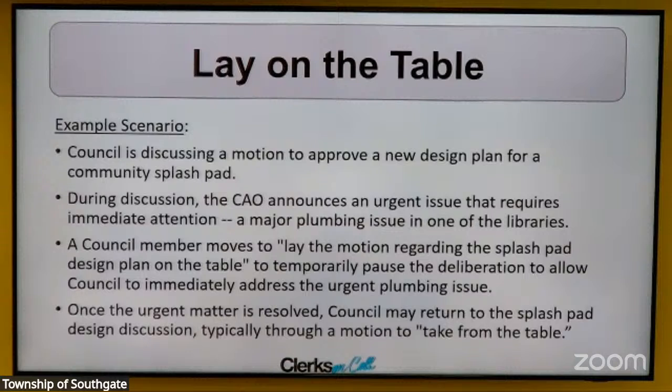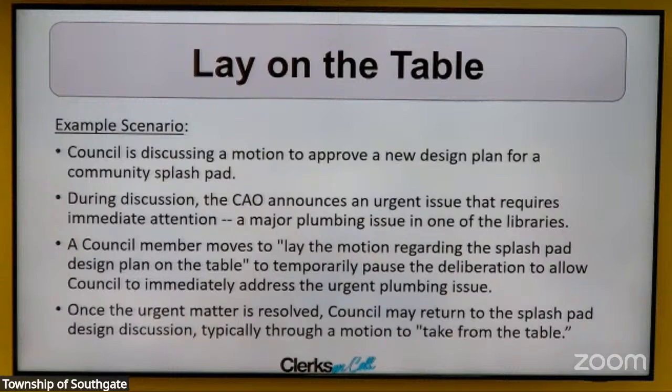But then you couldn't actually bring it back. Even if your presentation took 10 minutes, you're not going to bring that item back for 30 minutes. So there is a little bit of nuance to it. Lay on the table is intended for when there's something urgent or really important, not just because we'd like to defer because we want more information or we want to give staff a chance to respond to another item, whatever the case may be.